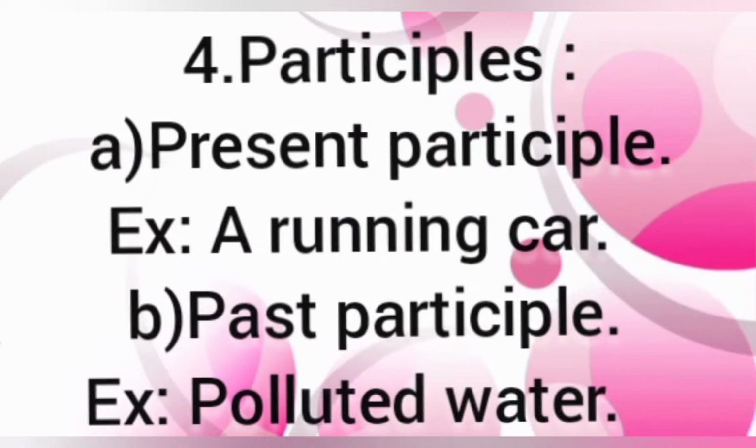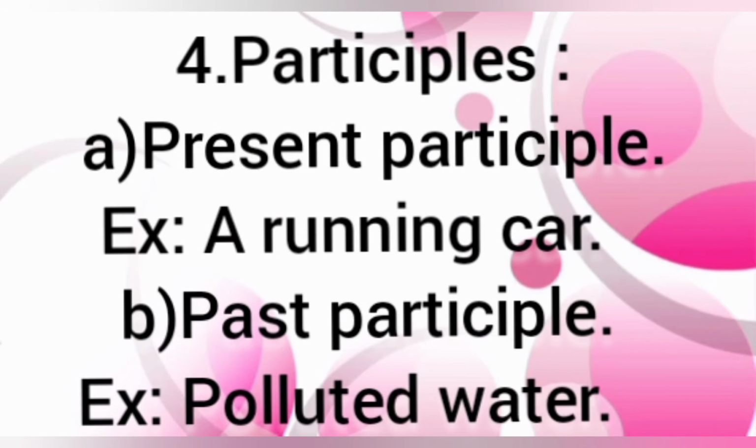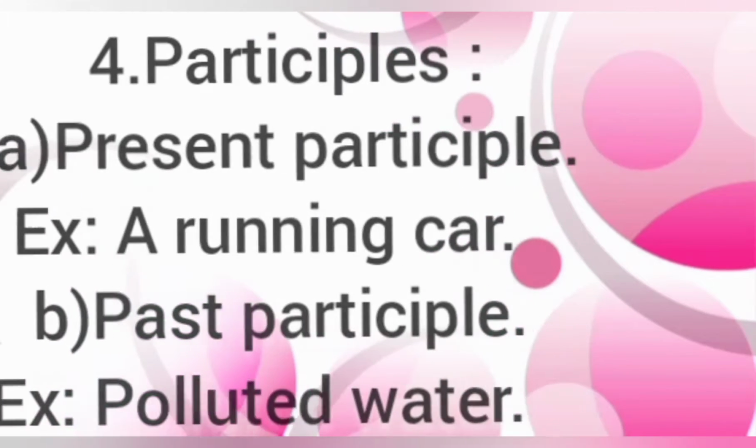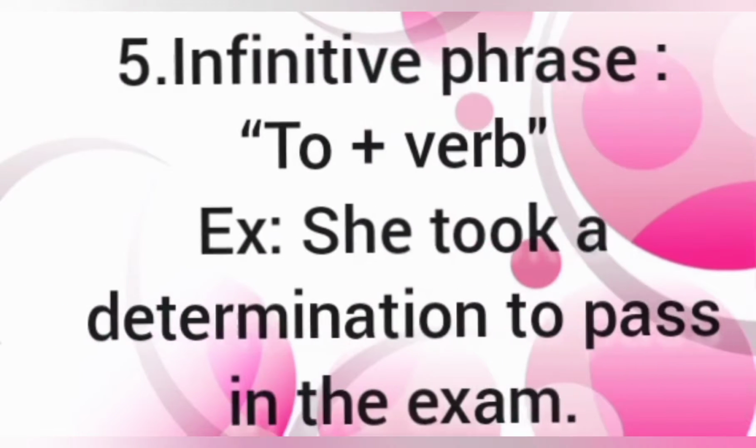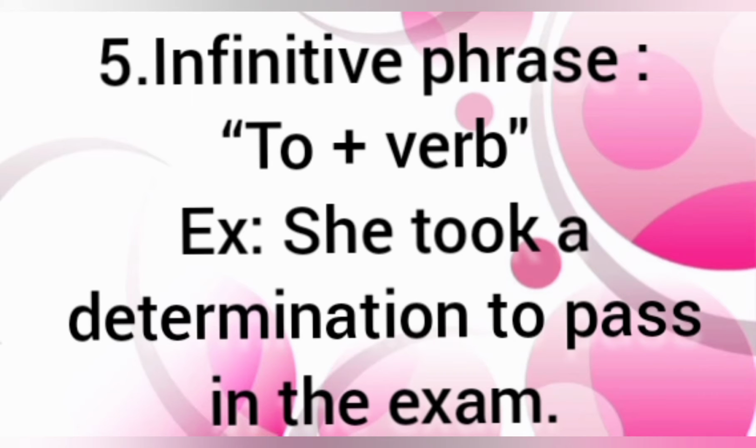Number 4, participles. There are two types of participles, present participle and past participle. Example, a running car. Here running is a present participle. Polluted water. Here polluted is a past participle. Number 5, infinitive phrase. The structure of an infinitive phrase is to plus verb. Example, she took a determination to pass in the examination. Here, to pass is the infinitive phrase and here it is used as a modifier.